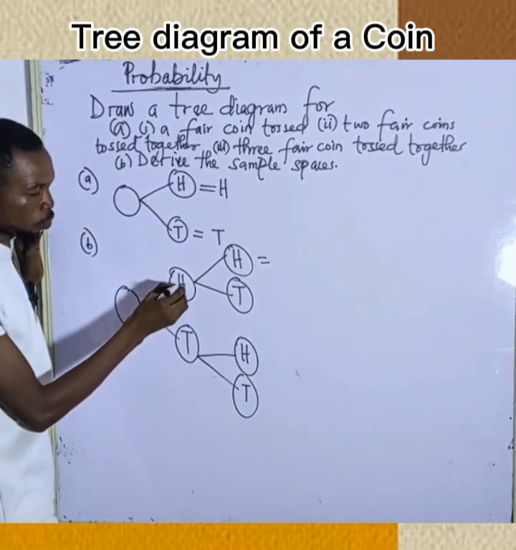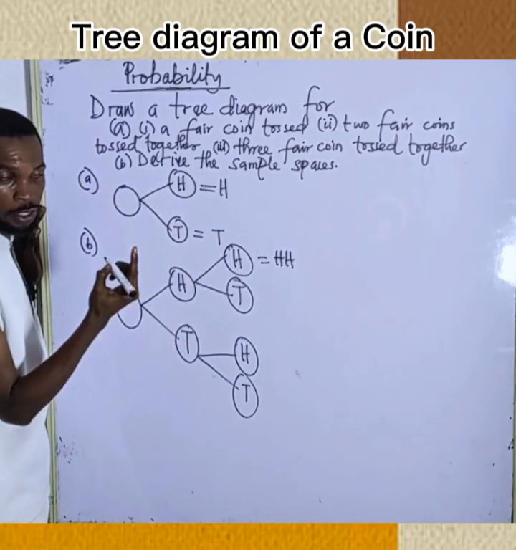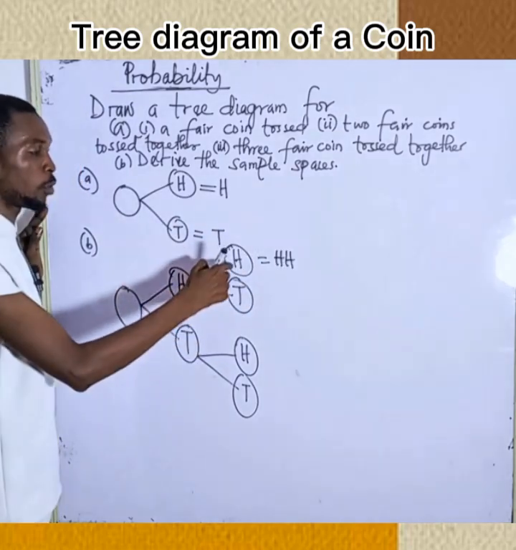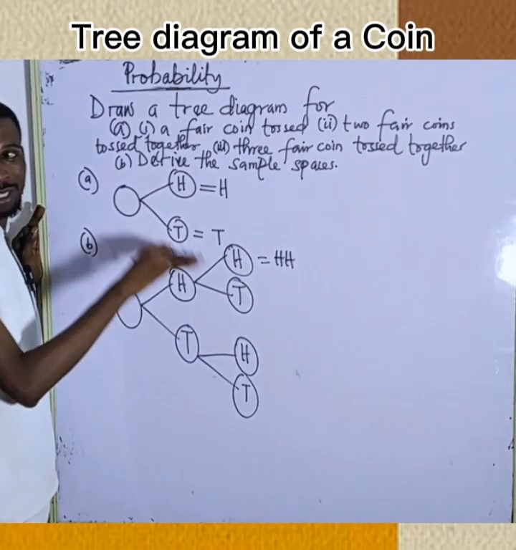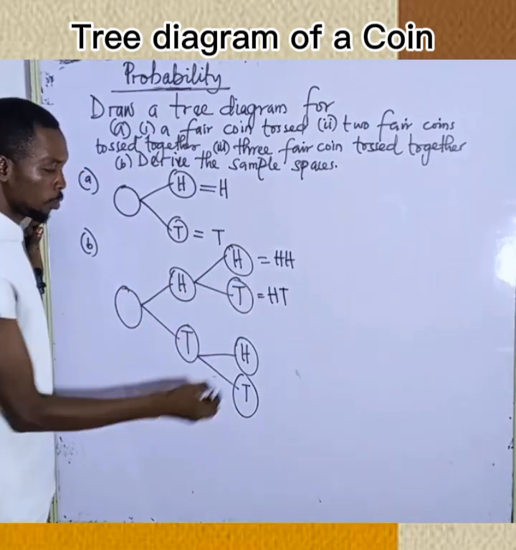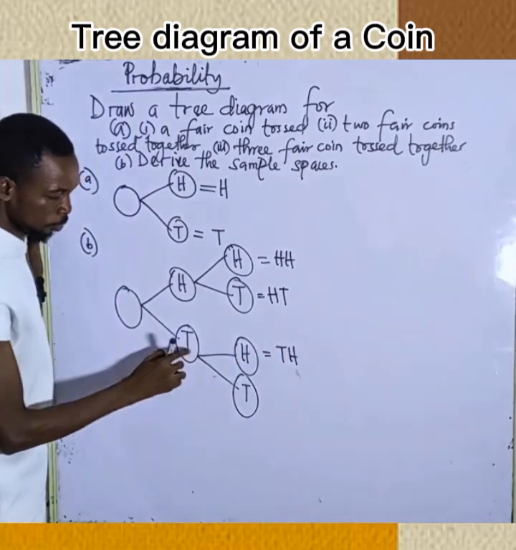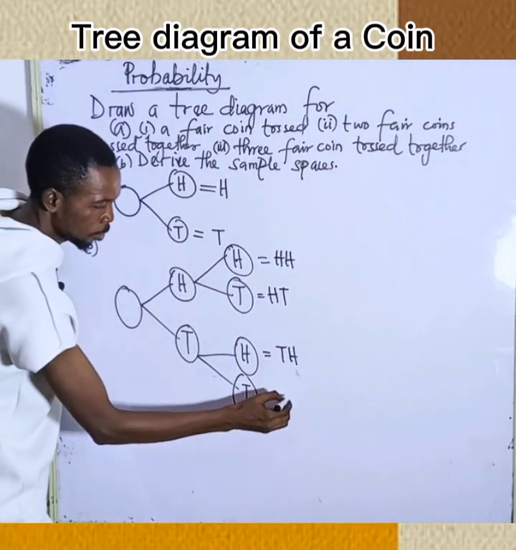Now, what is the sample space when a coin is tossed twice or when 2 fair coins are tossed together? You're going to have what? Head, head, because it's 2 coins. I mean, the first one is showing head, the second one is showing head. This diagram is called a tree diagram. Head, tail. Tail, head. Then we have tail, tail.